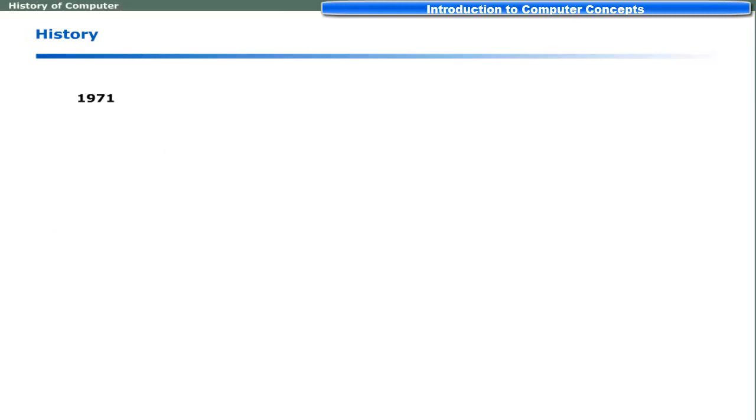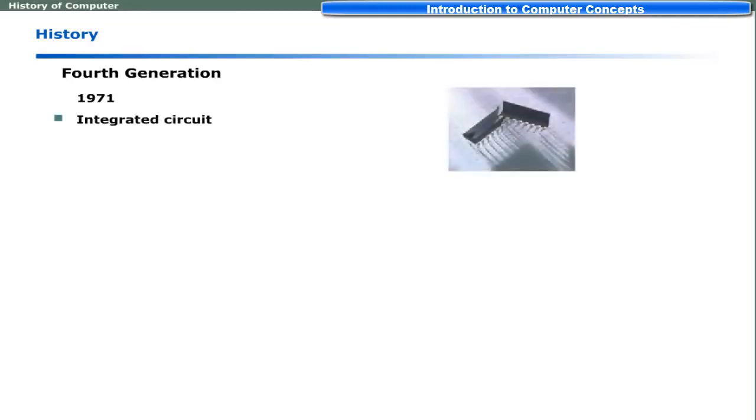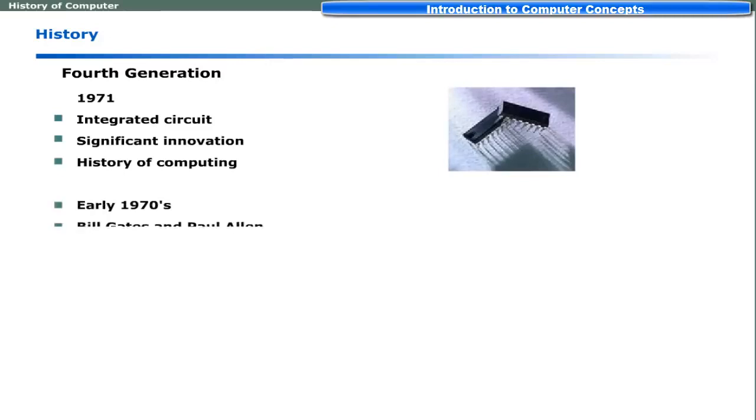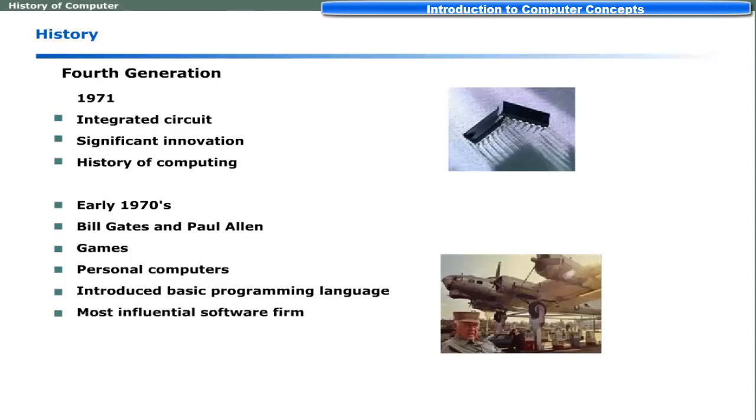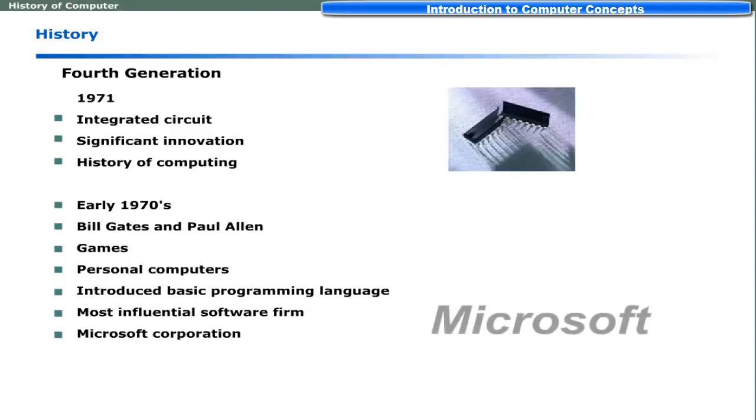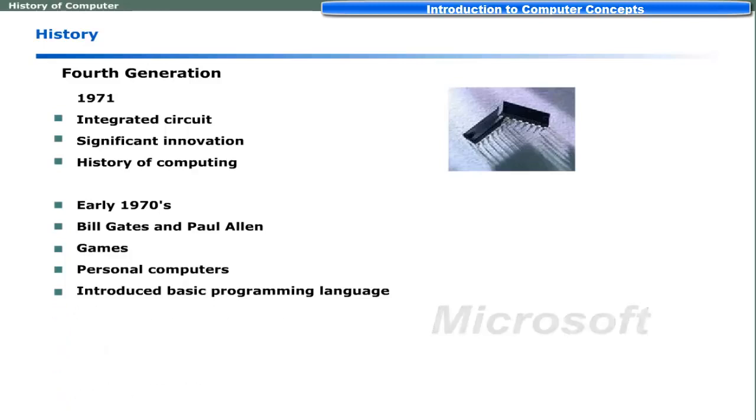During 1971, fourth-generation computers were introduced with the introduction of the microprocessor integrated circuit. This was a significant innovation in the history of computing. During the early 70s, Bill Gates and Paul Allen were busy developing games for personal computers and introduced a BASIC programming language. They formed today's most influential software firm, Microsoft Corporation. It revolutionized the idea of personal computing with the introduction of Microsoft Disk Operating System.